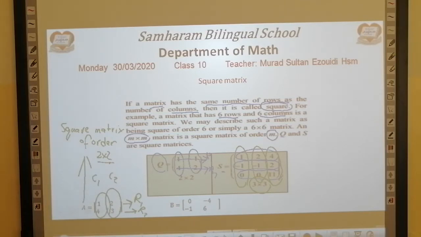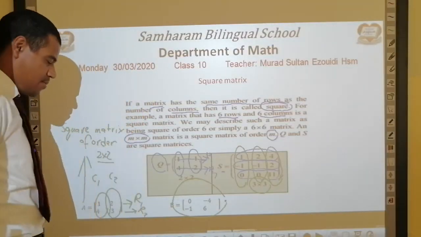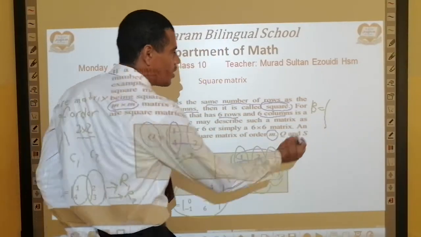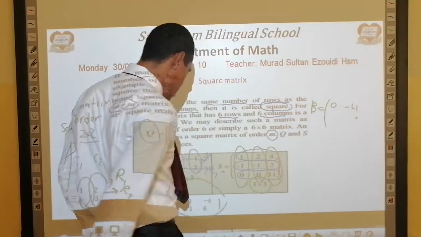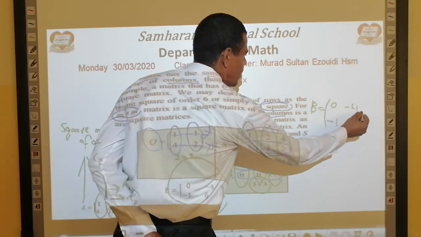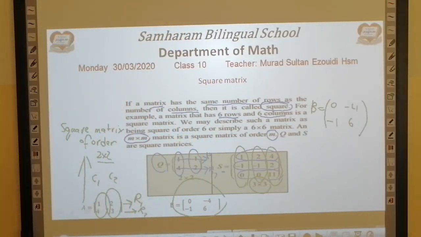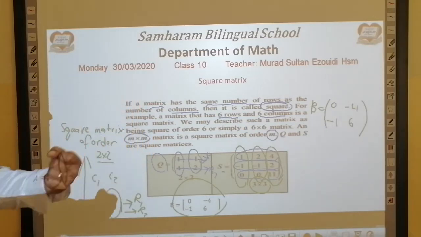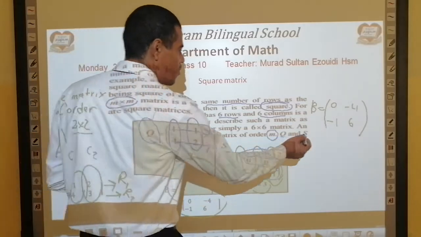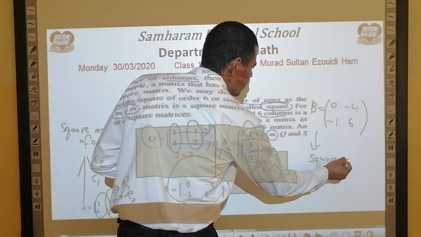What else? The next one, also this one is a matrix. B is equal to 0, negative 4, and negative 1, 6. This is a square matrix of order 2 by 2. Why? Because I have two rows, and we also have two columns. So this is a square matrix.